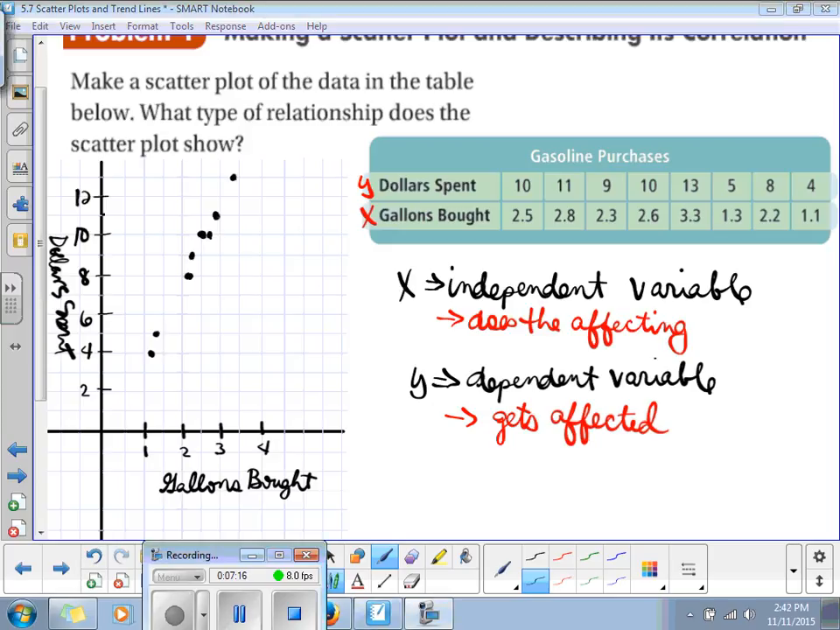After you've plotted your points, there's your graph. So, what does it look like? This is a positive correlation. Very good. This graph has a positive correlation. And that's all they're asking.